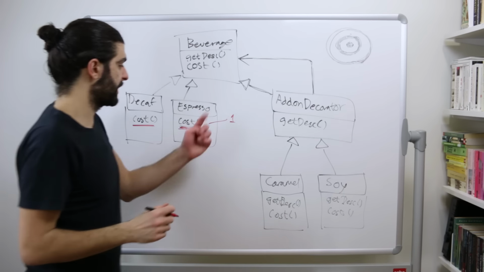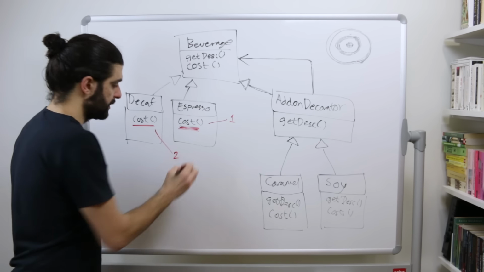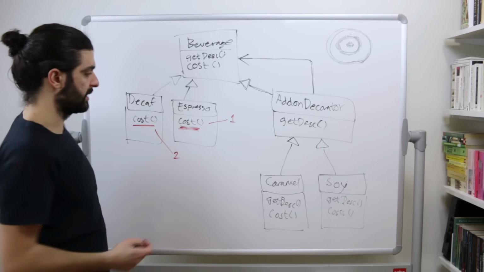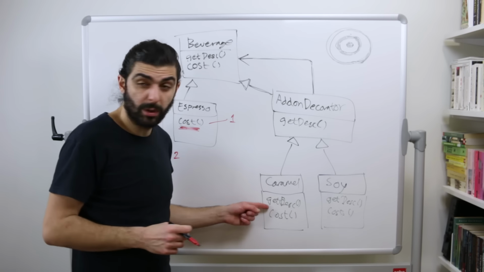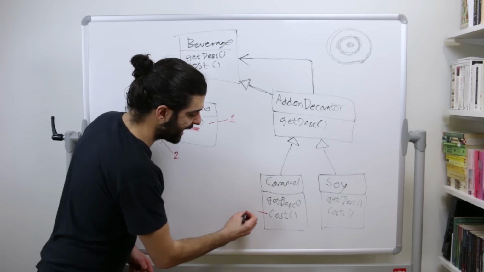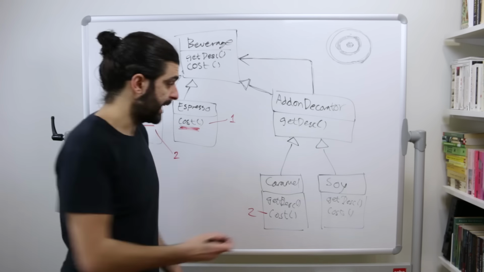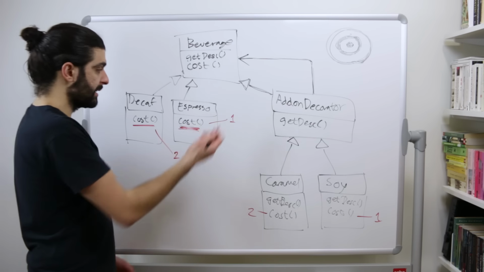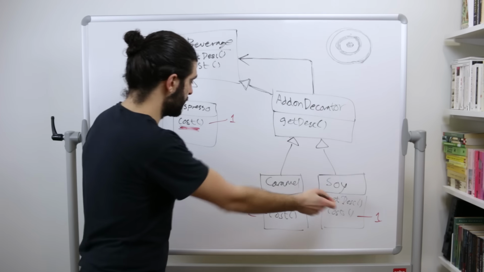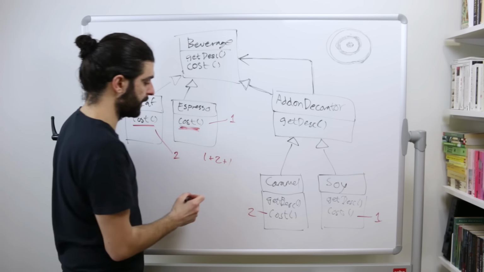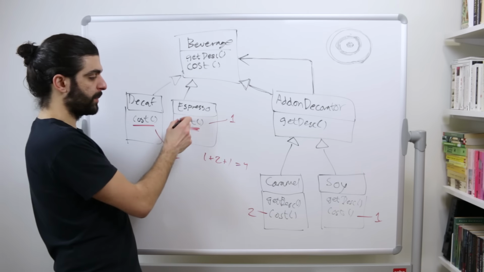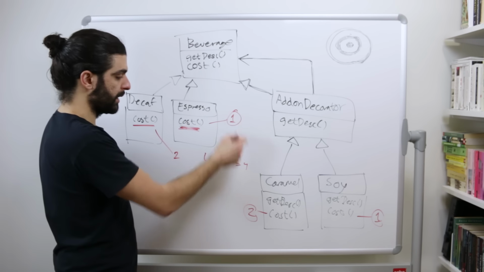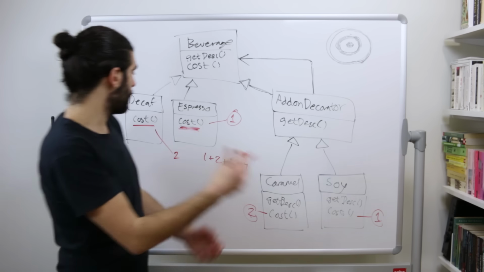So say the price of an espresso is 1 and the price of a decaf is 2. Hypothetically, never mind the currency and never mind the relative pricing. Let's just say that these are the prices. And then let's say that when you add caramel to whichever beverage you already have, you add an additional 2 to whatever cost you already have. And let's say that when you add soy, you add an additional 1 to whatever cost you have. So if you get an espresso with caramel and soy, then you should have 1 plus 2 plus 1. So 3 plus 1, 4. So the price of an espresso with caramel and soy should be 4.